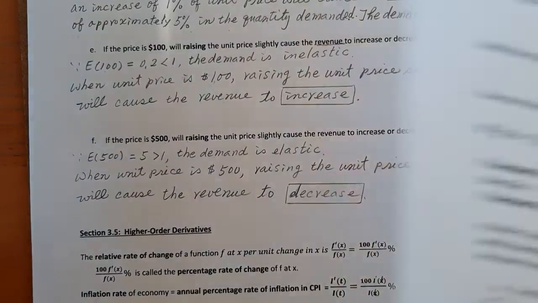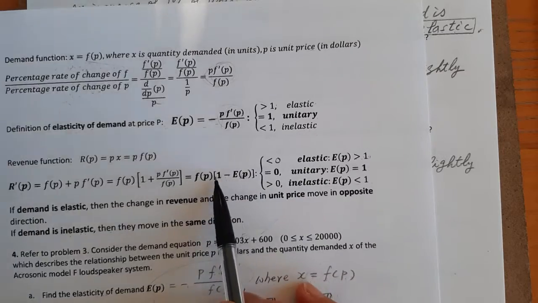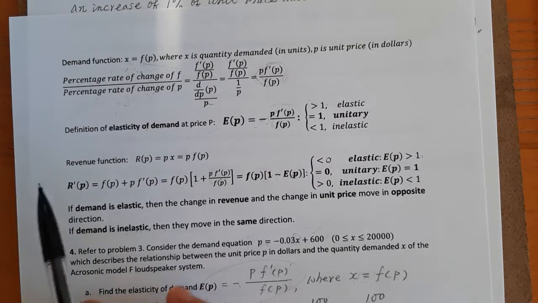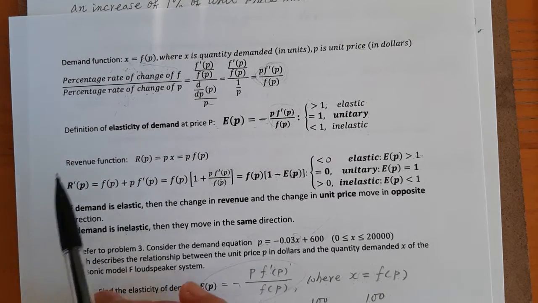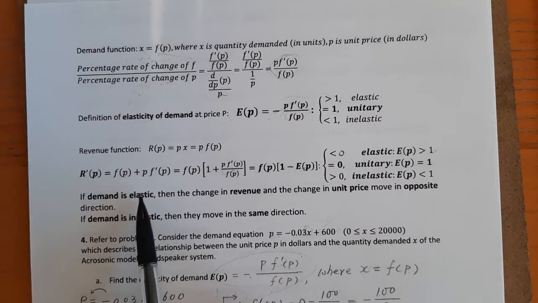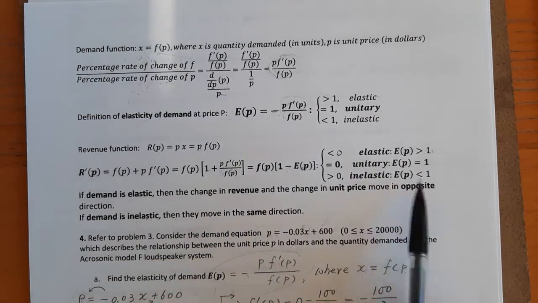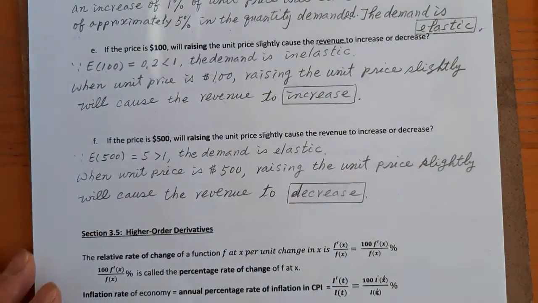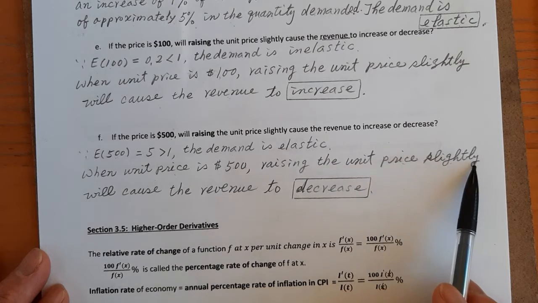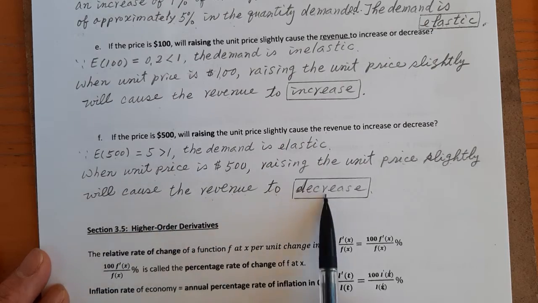So when elastic, E of p is greater than 1, then 1 minus E of p is negative. Negative times positive means R prime of p is negative. Negative means decrease: R is decreased when P is increased. So when demand is elastic, the revenue and the unit price move in opposite directions. That means when the unit price is $500, raising the unit price slightly, which is an increase, will cause the revenue to decrease.